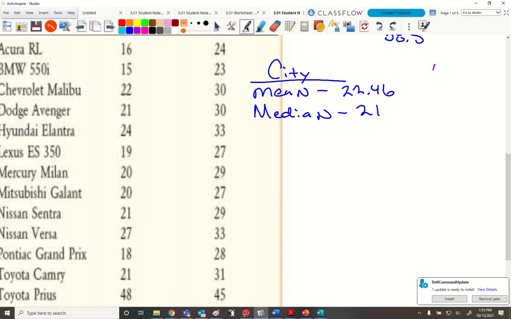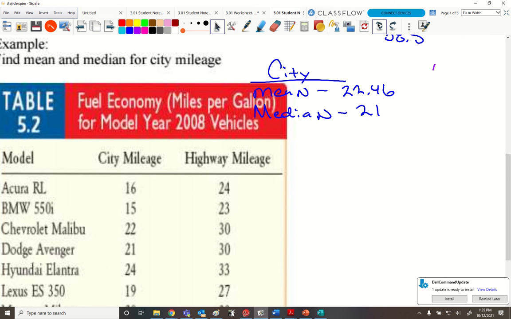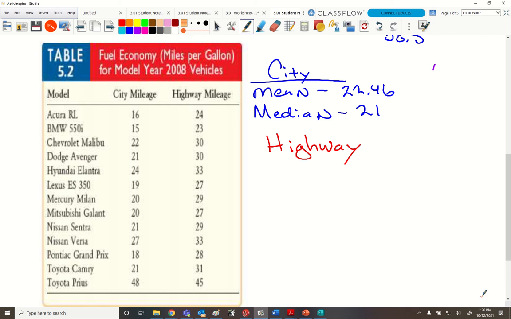So let's go through, actually. There we go. All right, so now at this point right here, we're going to go through and see what we got. So that was City in blue, and I'm going to do the Highway in red. Highway's going to be in red. So what did we get for the mean on Highway?